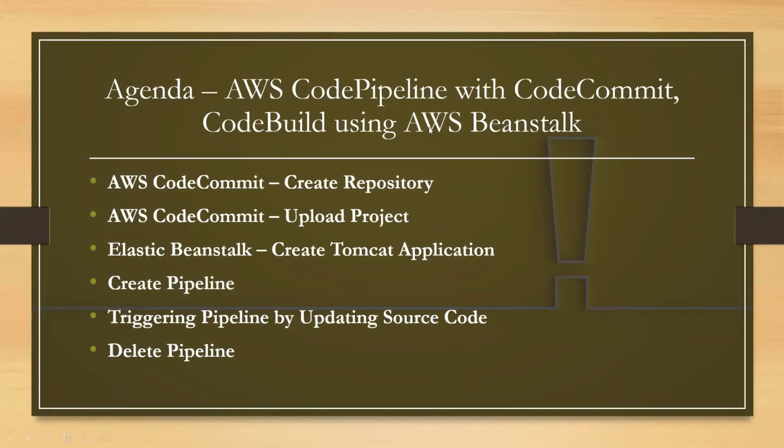So the agenda for discussion today: we will create a repository in CodeCommit, and we will upload the new project in CodeCommit, and we will use Elastic Beanstalk, create a Tomcat application, and run it here. And here we will use the sample application which is available in the Beanstalk. After that, we will create a pipeline, and we will take the new code from AWS CodeCommit, and we will deploy this to the Beanstalk using the CodeBuild. After that, we will trigger the pipeline by updating the source code, and at the last, we will delete the pipeline and all those resources which we have used in this POC.